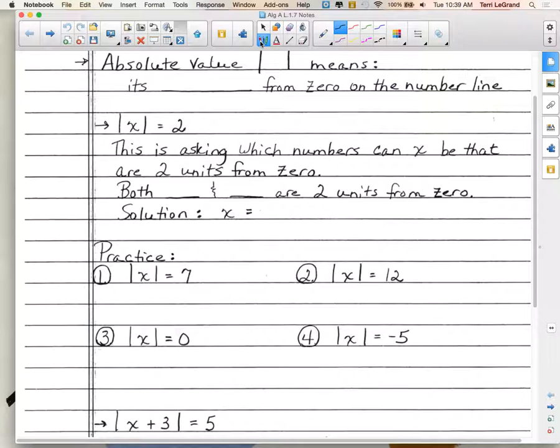Do you have any prior knowledge of absolute value? You know what I'm talking about when I say absolute value? 7th grade, 8th grade, they cover that at all? No? Okay, so it's new to us.